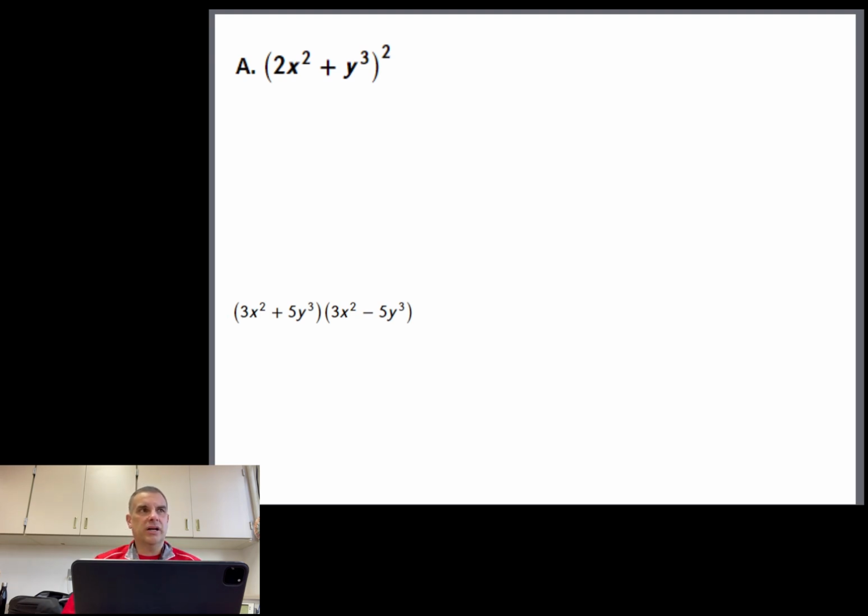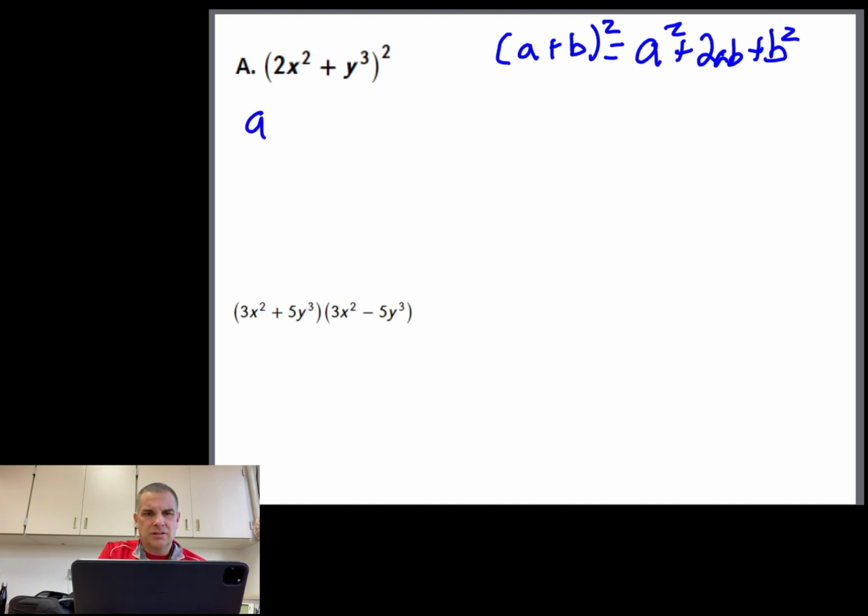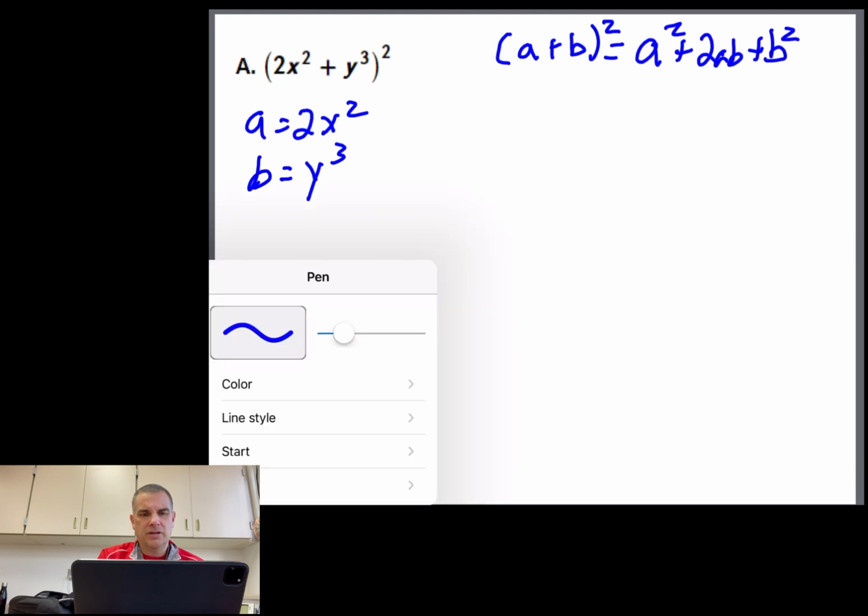So we've got 2x squared plus y cubed, and then that whole thing squared. Since we know this is squared, this is the square of a sum. Okay, so it's the second one. The square of the sum says that a plus b squared is equal to a squared plus 2ab plus b squared. So the first thing I like to do is find my a value and that b value, but we've already got them. The a value is just going to be 2x squared. My b value is just going to be y cubed.